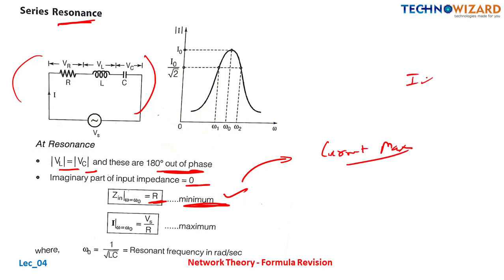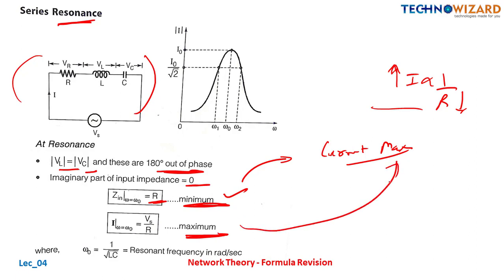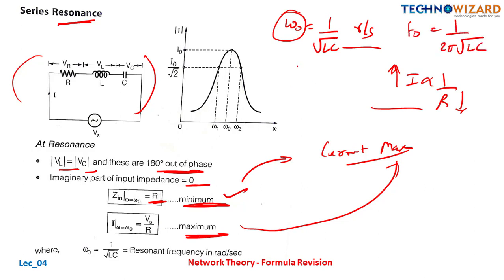As we know, current is inversely proportional to resistance. If resistance is minimum, then the current will be maximum. Remember this. Okay, and the current at omega equal to omega naught will be equal to Vs upon R, that is the maximum current, which I have already told you here. Now omega naught is the resonant frequency, which is given by 1 upon root LC radian per second. If you want to find the resonant frequency in hertz, then it will be equal to 1 upon 2 pi root LC, as we know that omega is equal to 2 pi f.